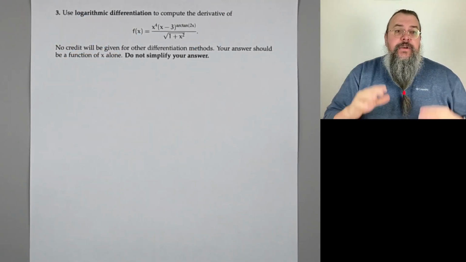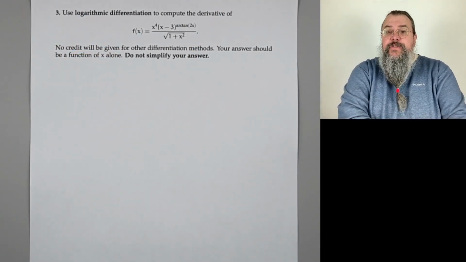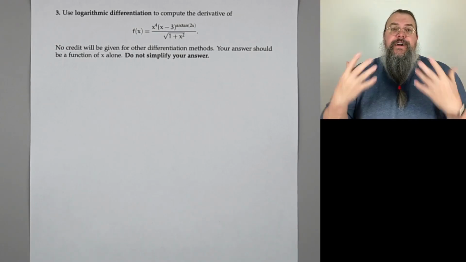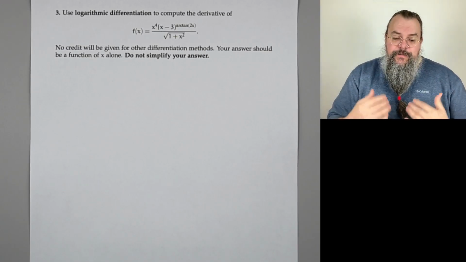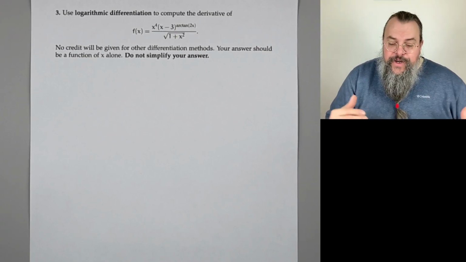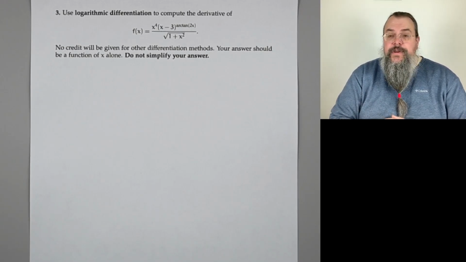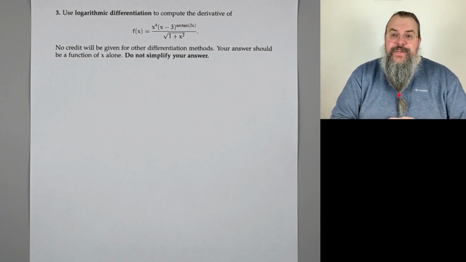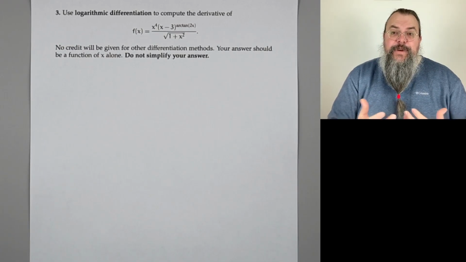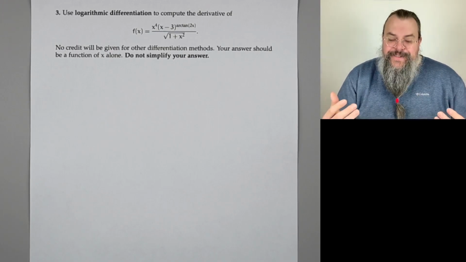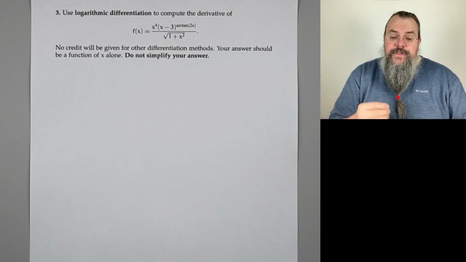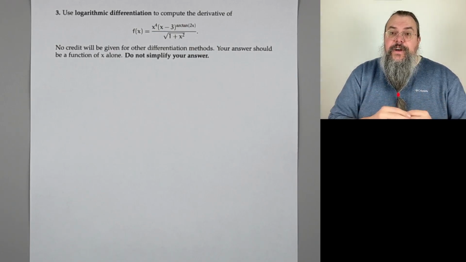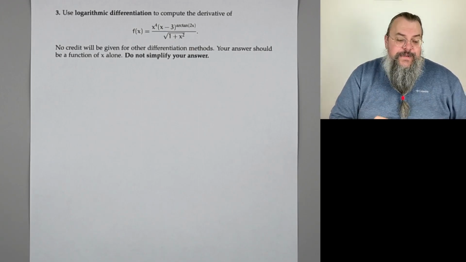Number 3. Use logarithmic differentiation to compute the derivative of f of x, which is x to the 4th times x minus 3 to the power arctangent 2x over the square root of 1 plus x squared. No credit will be given for other differentiation methods. Well, to be honest with you, this is a problem where you have to do logarithmic differentiation. So of course we're not going to get any credit for other methods, because other methods are bound to fail. Your answer should be a function of x alone. Do not simplify your answer. Oh, bonus, we don't have to simplify.